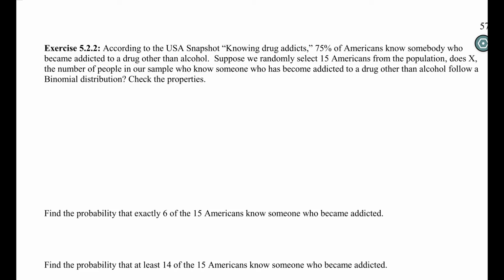So, in order for us to have a binomial, first thing, we need to be counting up successes. Here we're talking about the number of people who know someone who has become addicted to a drug. That "number" is a really key word to say, hey, we're doing a count. This is probably a binomial. And this is just a heads up for future questions when we have lots of different options available to us. So in order to have a binomial, we need to be able to find all those pieces we talked about in the last one.